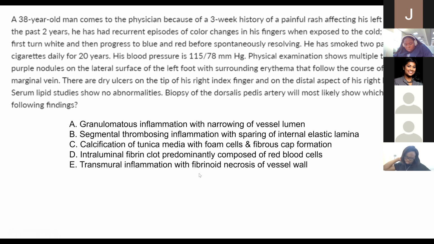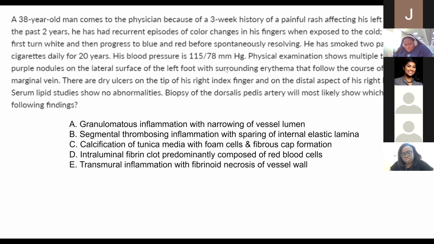So transmural inflammation with fibrinoid necrosis of the vessel wall, that is your polyarteritis nodosa. So yeah, this presentation doesn't match. I mean, in polyarteritis nodosa, you do have skin ulcerations, so where they talk about ulceration here, that could make you think of it. But again, he's a man, he's a smoker. That should immediately make you think of Buerger's.